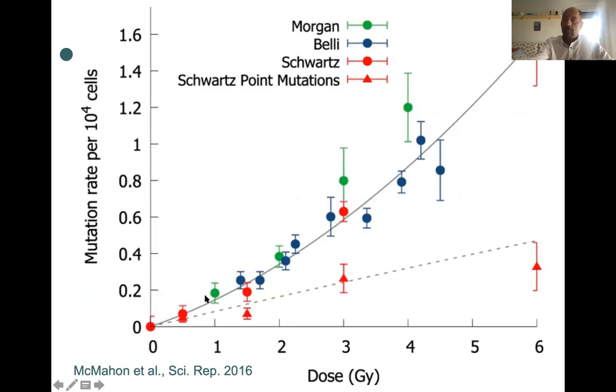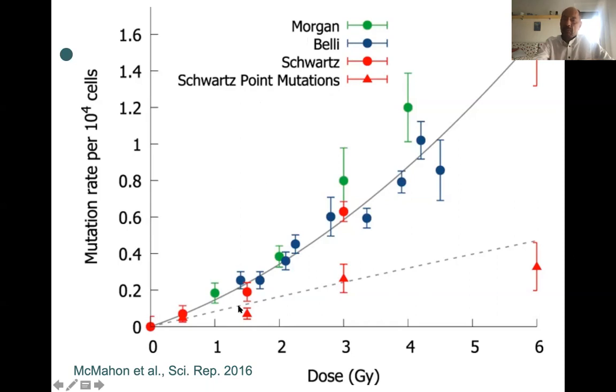Okay, so you see linear quadratic, nicely linear quadratic, is measured in different experiments. But in this experiment, he also measured point mutations. And you see the point mutations are much lower, and also they are not linear quadratic. They are essentially linear. This makes sense if you think about it, because the linear quadratic behavior here shows that these mutations are related to chromosomal aberrations.